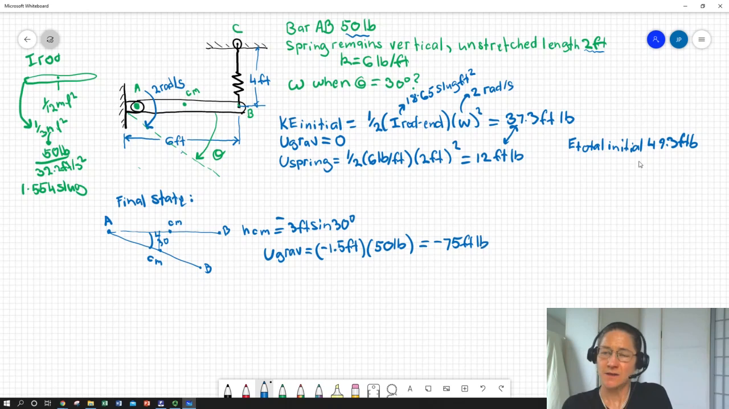foot-pounds. So we have the total energy, which was some kinetic energy, no gravitational, and a bit of spring energy that we already had in our initial state, and then we're going to add another 75 foot-pounds effectively to it, because we're going to reduce our gravitational potential energy, and so that will get divvied up amongst our KE final and our U spring final.